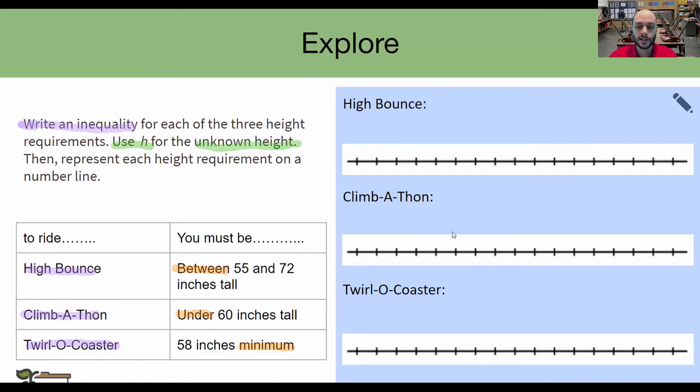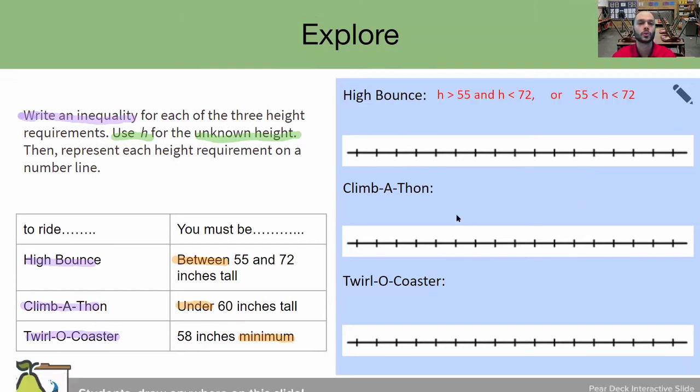Okay, welcome back. If you created the inequality where h is greater than 55 and also h is less than 72, then you are correct. Another way you can say this is that h is directly in between 55 and 72. So you can say 55 is less than h and h is less than 72. You're looking for numbers that are just in that zone, between 55 and 72, which is exactly what the requirement for High Bounce is.